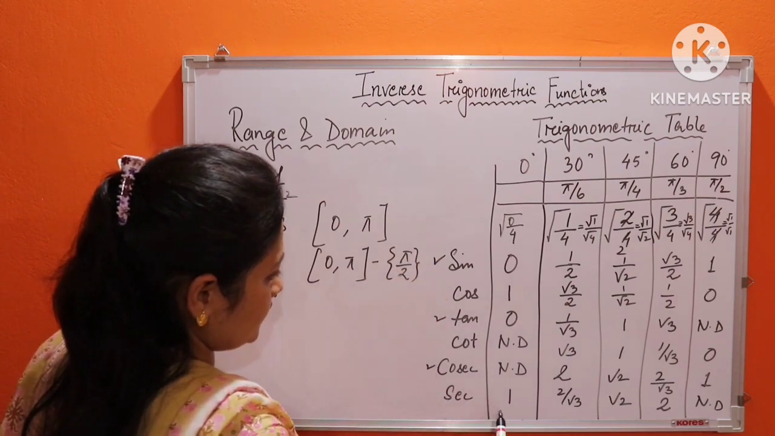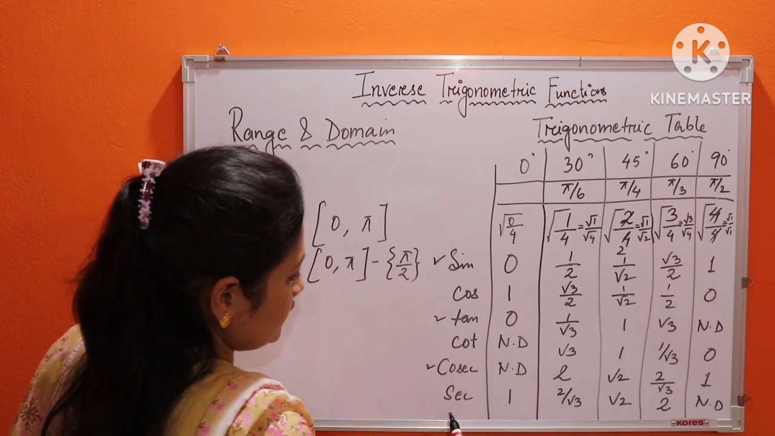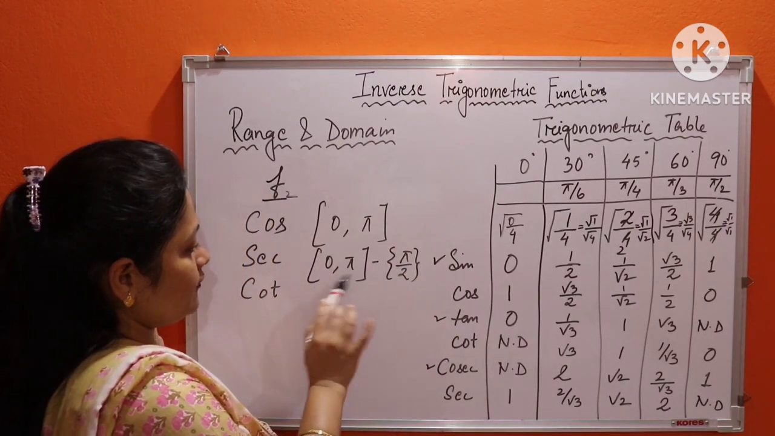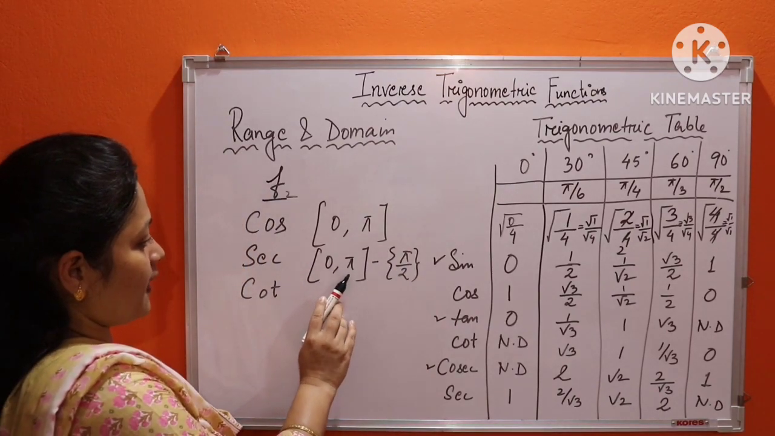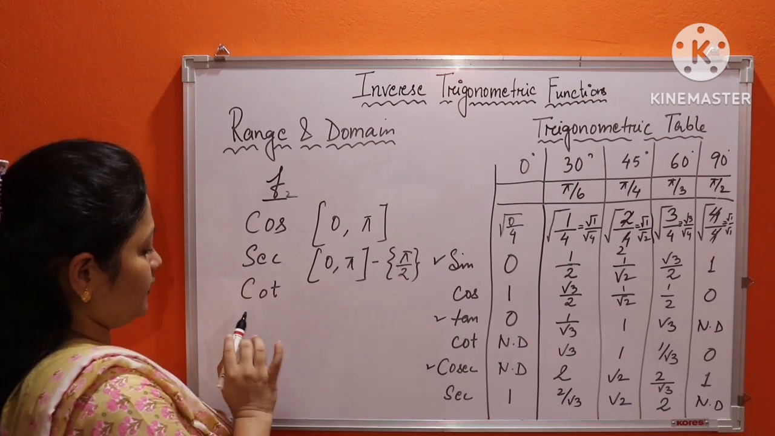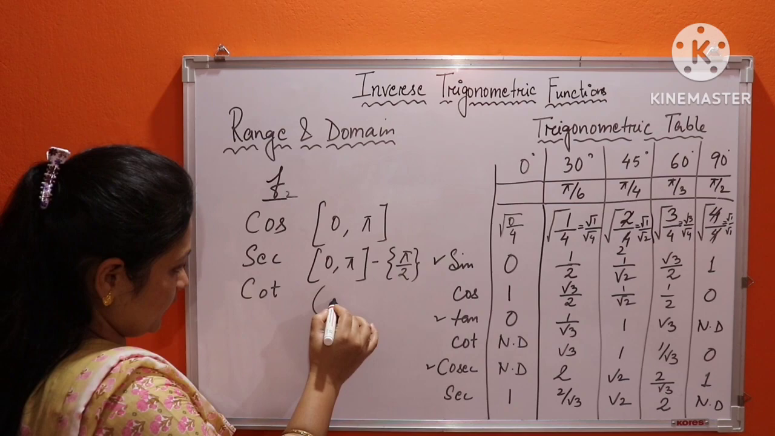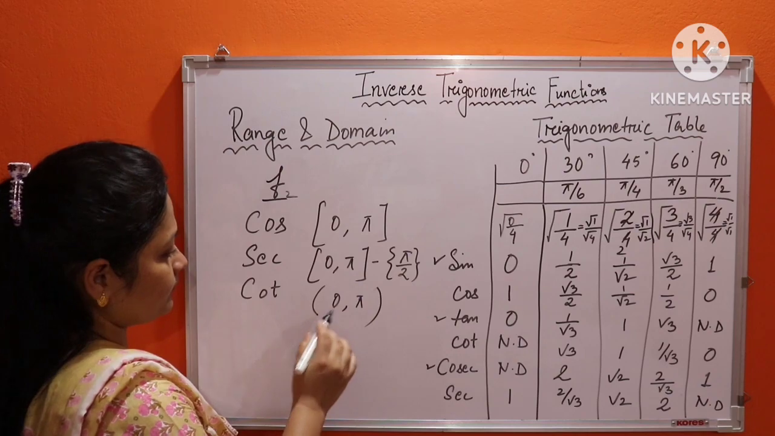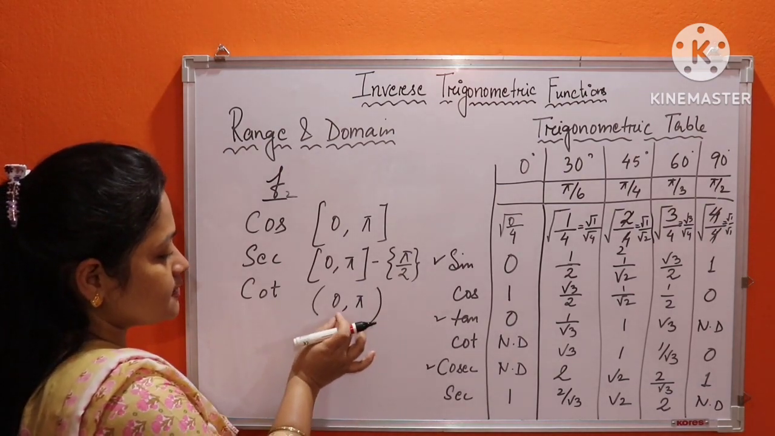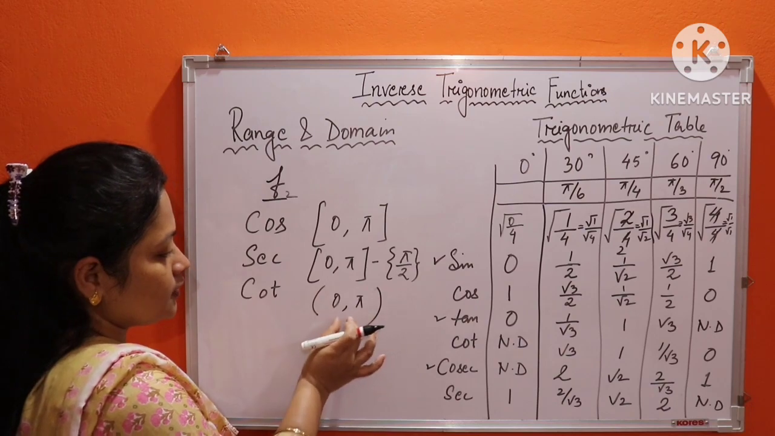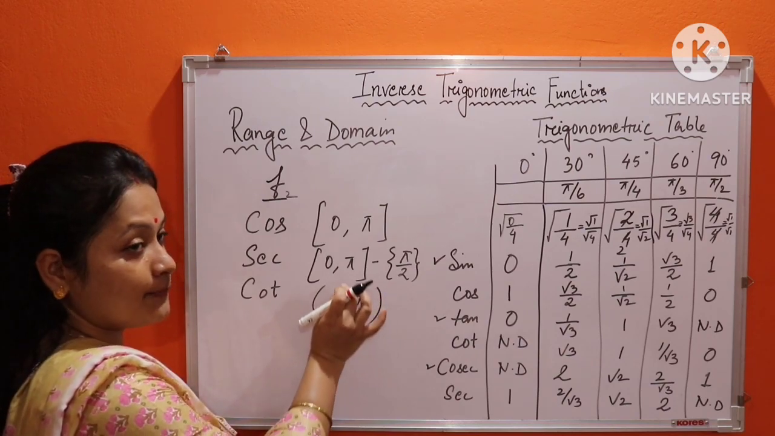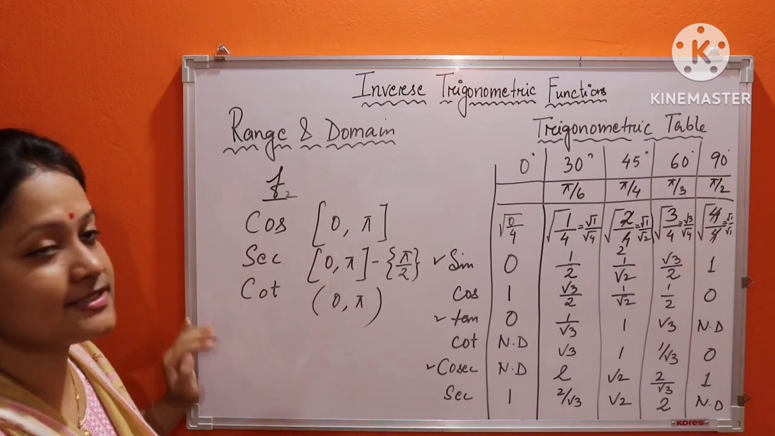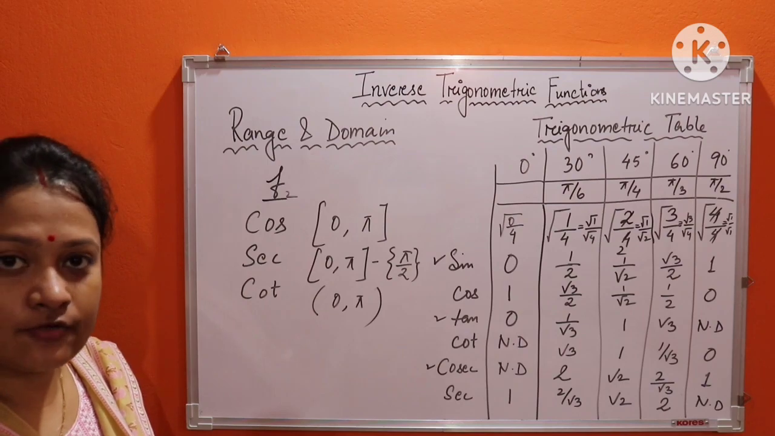Why? Sec of pi by 2, that is 90, is not defined, so pi by 2 will be neglected and 0 and pi will be included. 0 and pi are included, but pi by 2 is not. For cot, open bracket 0 and pi, because 0 and pi will not be included here. The angles between 0 and pi will be included. So these two families we need to remember for finding the range and domain of the inverse trigonometric functions.